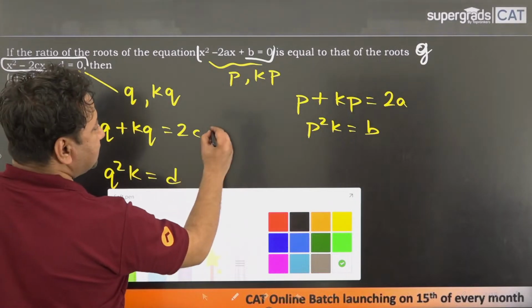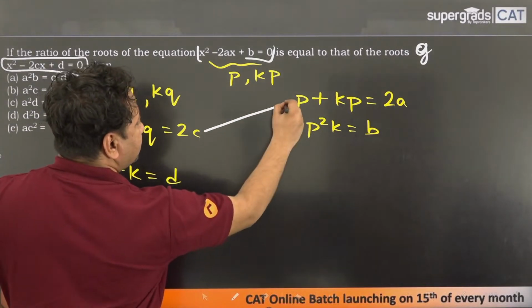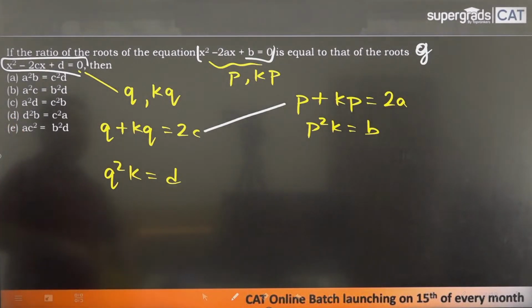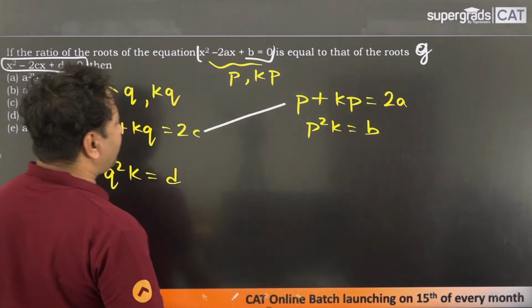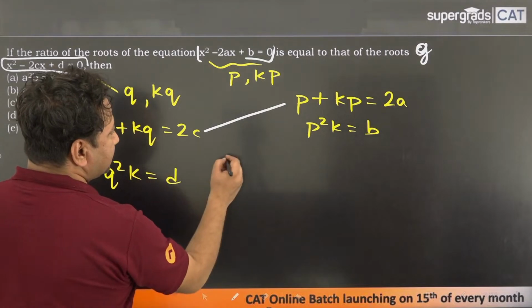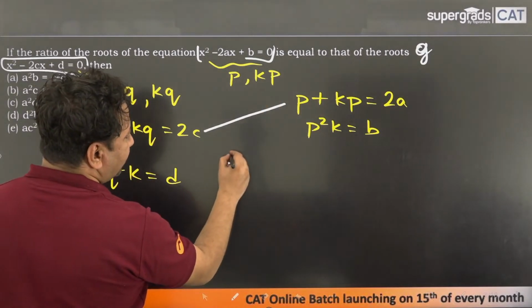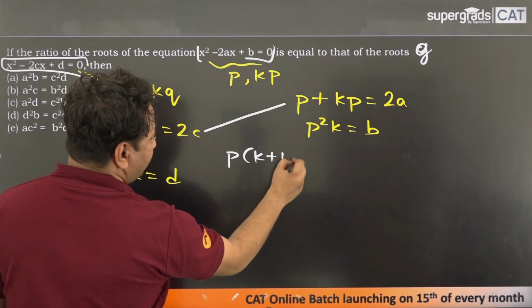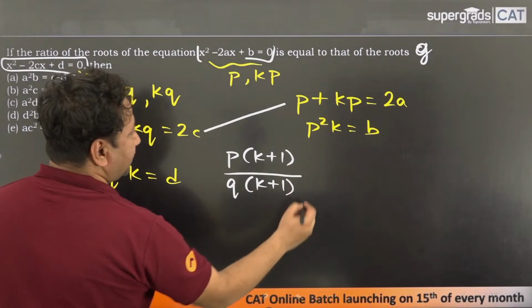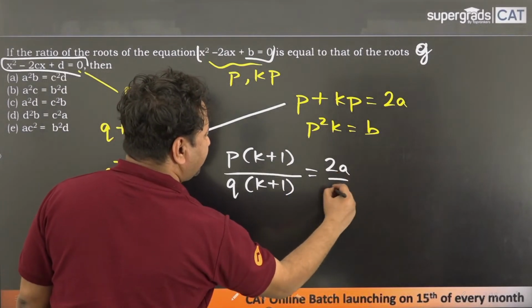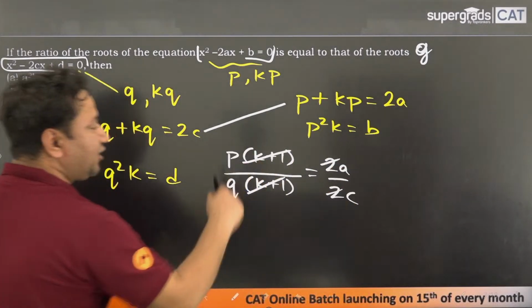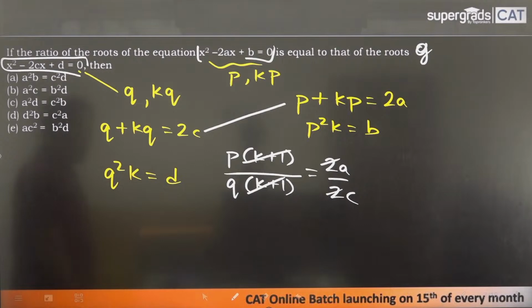So now let us try to solve these two. If I divide these two, what will I get? I'll use the whiteboard for that. If I divide these two, from this taking p common, k plus 1, divided by, from here taking q common, k plus 1, this will be equal to 2a upon 2c. As you can see, k plus 1 gets cancelled, 2 gets cancelled. Now we have p by q is equal to a by c, right?